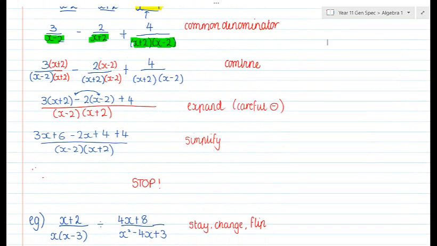Our final step is to just collect like terms and simplify. So 3x minus 2x is 1x, 6 plus 4 is 10. And this is where we stop, over (x minus 2)(x plus 2), because we can't do any more factorising on the top row, so that's as simple as it's going to get.